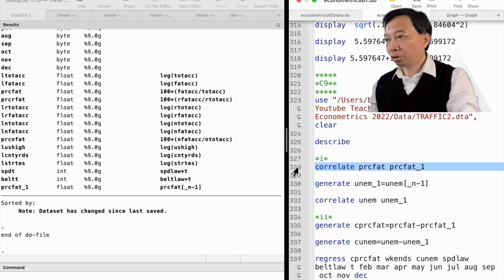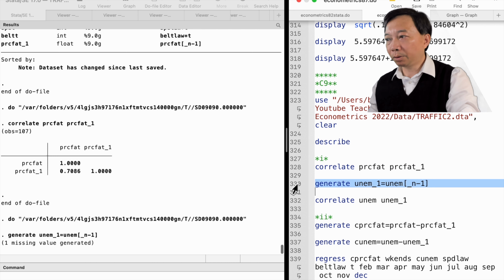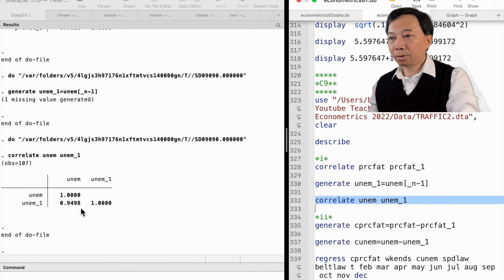The autocorrelation for the percentage of accidents resulting in at least one fatality is 0.71. The autocorrelation for the unemployment rate is 0.95. We are concerned that the state unemployment rate contains a unit root because of its very high autocorrelation.